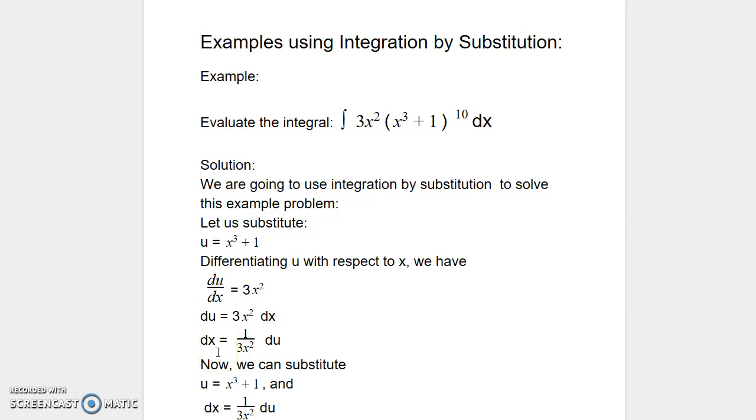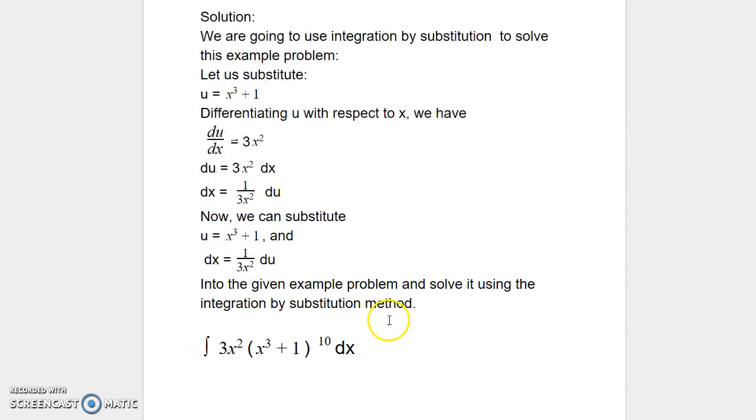Okay, then dx I can write as 1 over 3x squared du. If I want to express it in terms of dx, I can write it as 1 over 3x squared du. Now we can substitute u as equal to x cubed plus 1, and then dx as 1 over 3x squared du into the given example problem and solve it using the integration by substitution method.